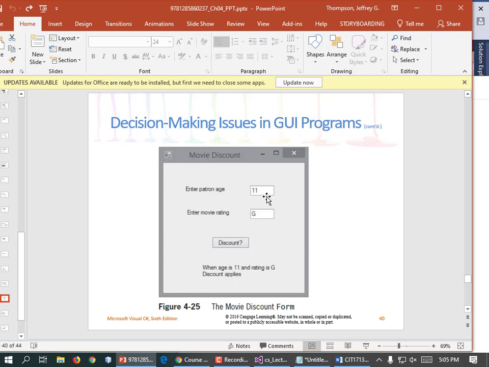So for example, enter the patron age, enter the movie rating, then we try to figure out if they get a discount. If the age is 11 and the rating is G, they get a discount. What about the 10-year-olds? Why don't they get a discount? I don't know, but that's the problem the way it's worded. So the code, the method for the discount button, when you double clicked it and you added a method, you'd have to read in the patron age into a string, and then you could convert it to a number. Then you'd have to read in the movie rating, and then you'd have an if statement. If age equals 11 and rating equals G, then give a discount.